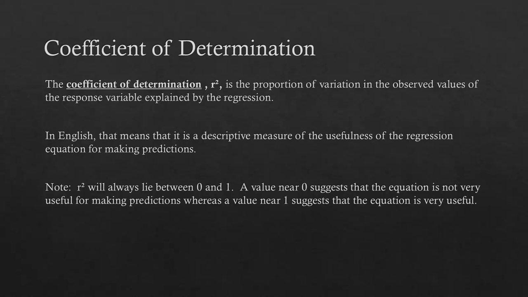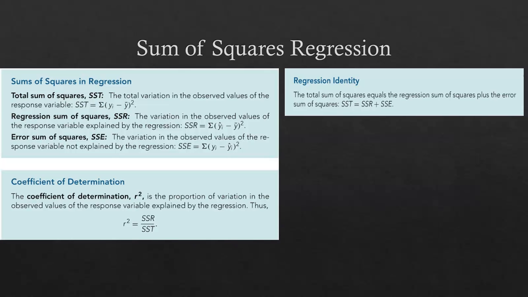Now, r squared will always be between 0 and 1. 0 tells us that it's not very useful, you might as well chunk it. Okay? 1 says, all right, you better go ahead and use that. You're good as gold. Okay? So, the closer you are to 1, the better.